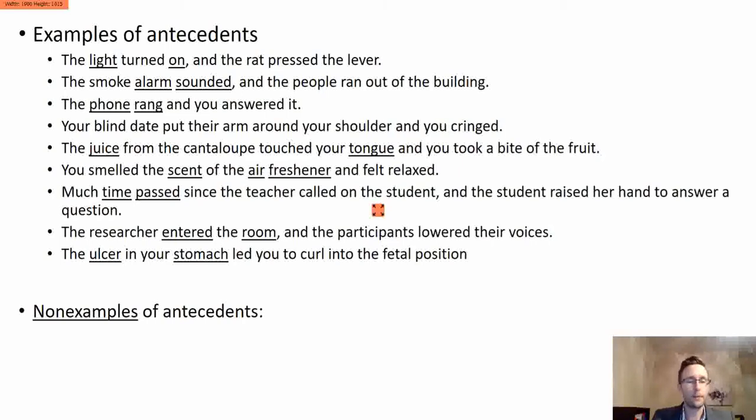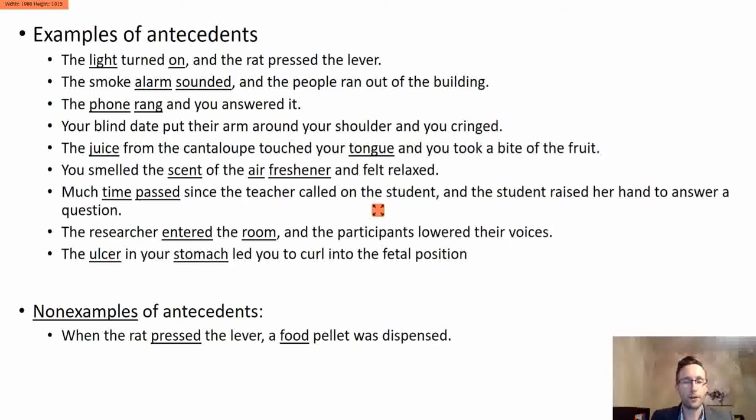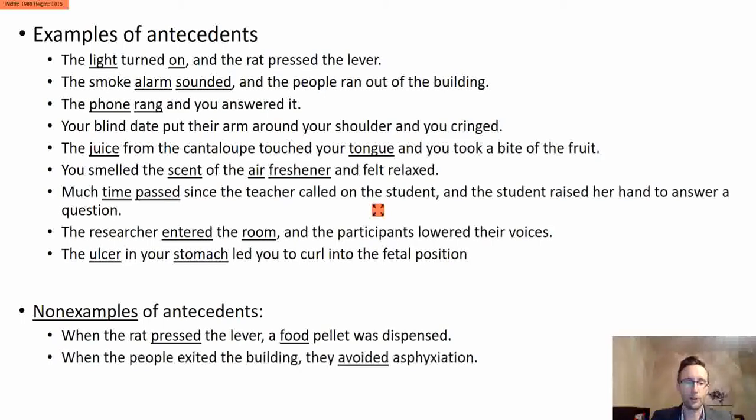Here are some non-examples of antecedents. When the rat pressed the lever, the food pellet was dispensed. So the behavior is lever pressing. It produced a food pellet. A food pellet was added to the environment when the rat pressed the lever. It occurred after, or was the result of pressing the lever, so it's a consequence, not an antecedent. That's how we would temporally classify that stimulus. It occurs after lever pressing.